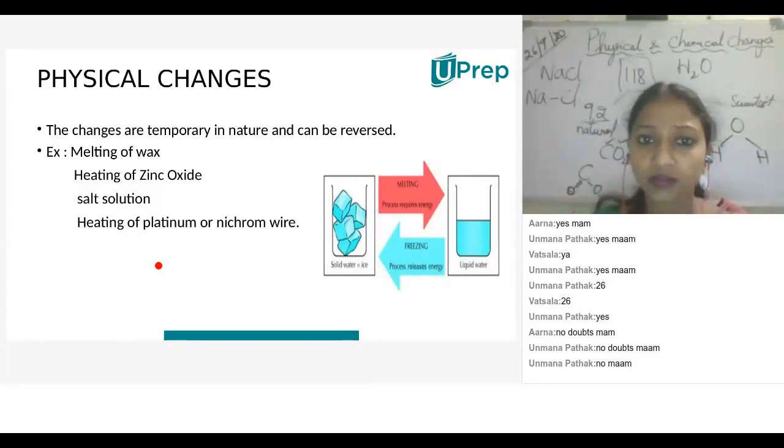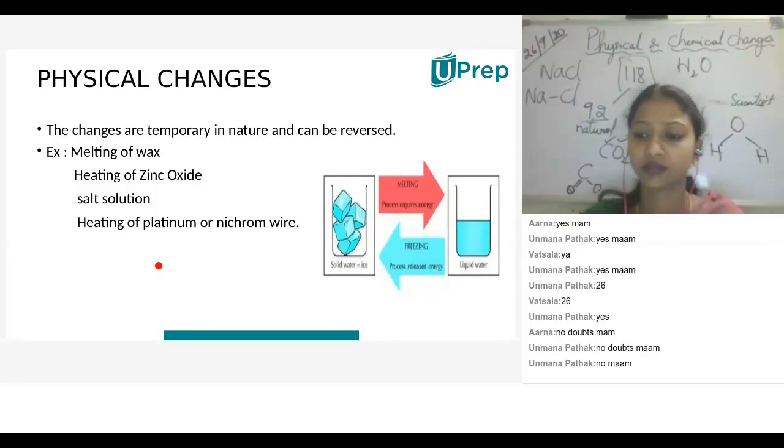Anna? Yes, ma'am, I have a doubt. Yes, dear. Ma'am, is normal iron changing into rusted iron, is it a chemical change or a physical change? It's a chemical change. 100% it's a chemical change, not a physical change.